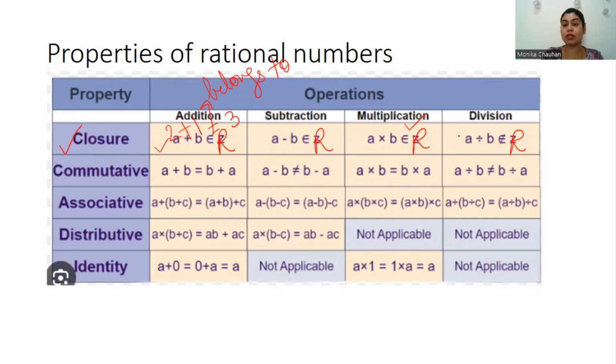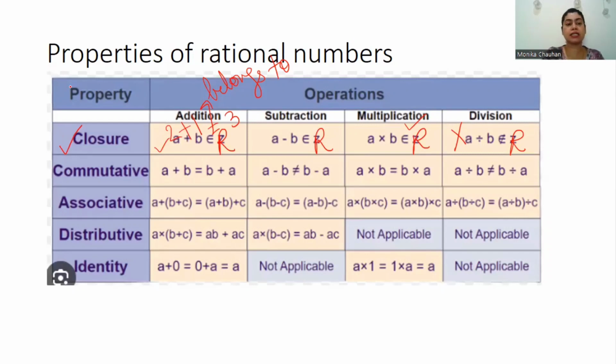Every time, whatever type of number you take, you will always get a rational number. Okay, but it does not hold true for division. It will not. And why is it so? Take any number and check a upon b. Does it belong to rational numbers? Answer will be maybe, maybe not. Sometimes it will come as a rational number, sometimes it will not. So when we have to write for the closure property, we will say it holds true under addition, subtraction, multiplication. Okay, not for division.